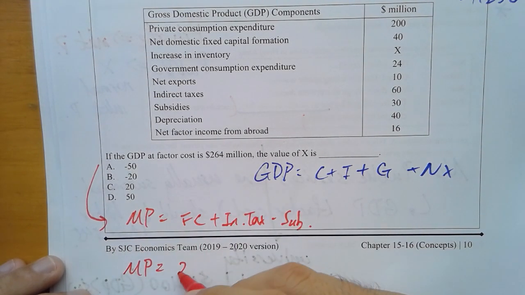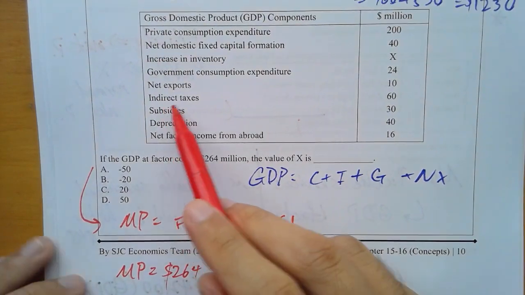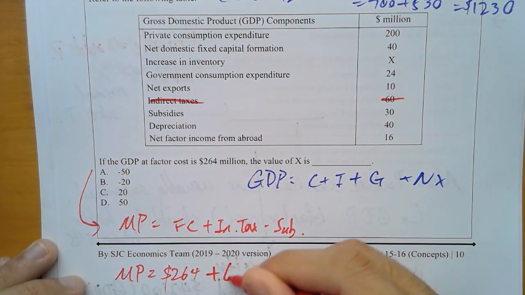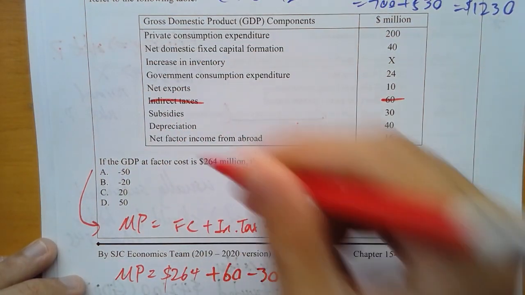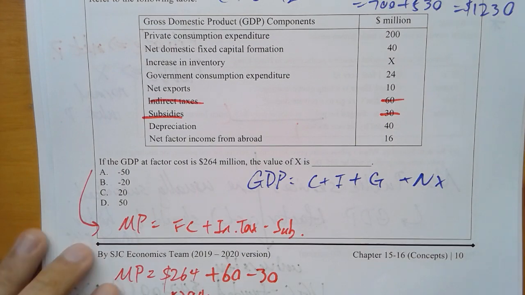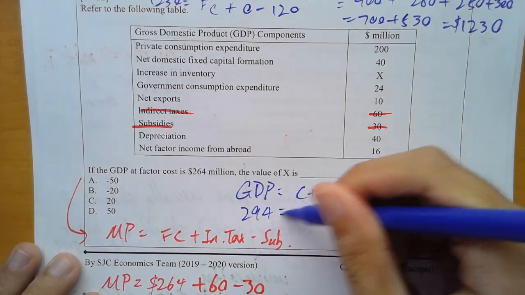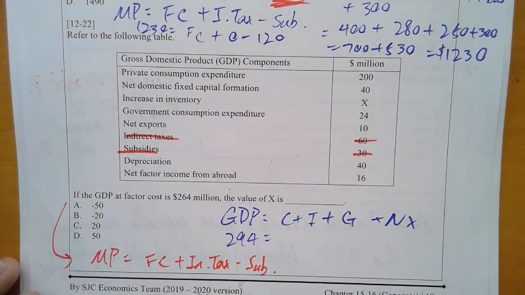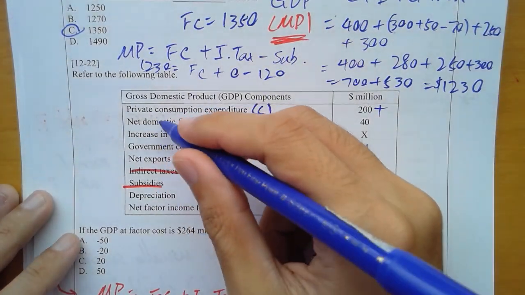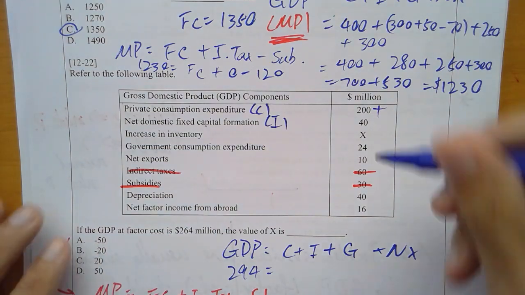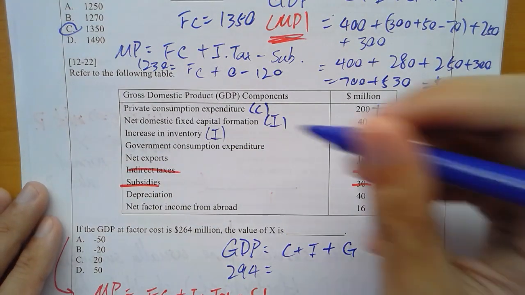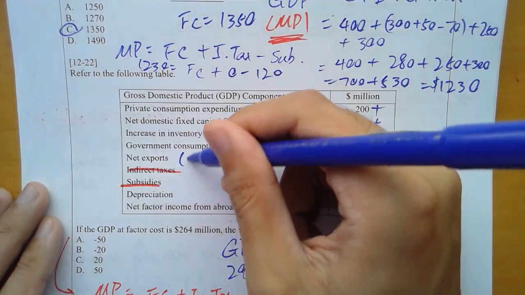Now, market price we don't know. MP equals 264. Indirect tax 60, okay, we use it already. We plus 60. Subsidy minus 30, used it already. Market price will be 294. Therefore, we know this is 294. Then let us identify CIGNX here. Here C, part of I. Net domestic fixed capital formation part of I. Increase in inventory part of I. Government consumption expenditure G. Net export.